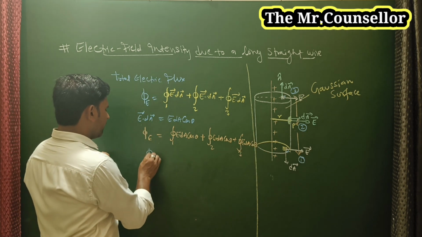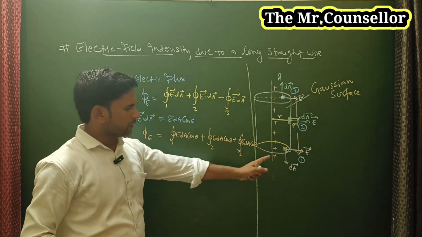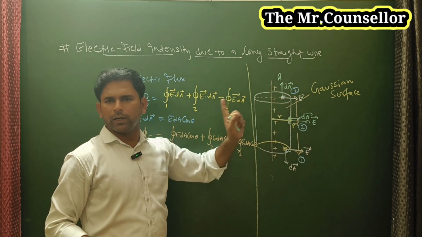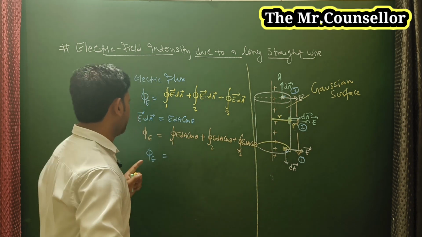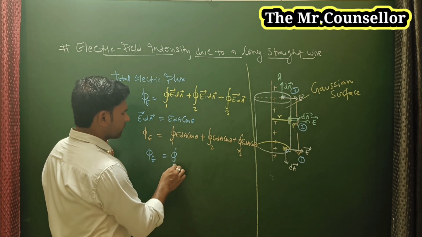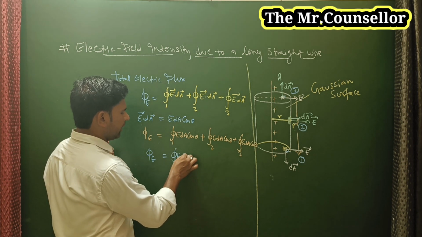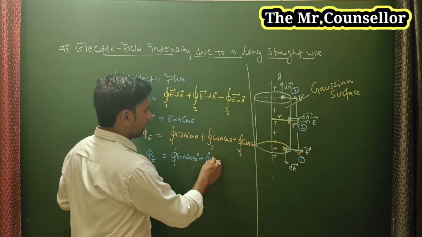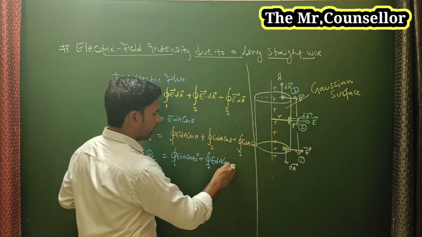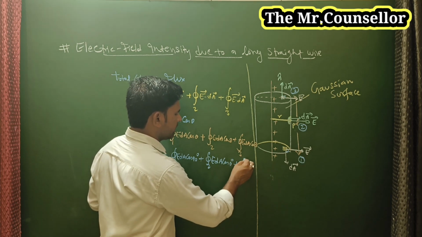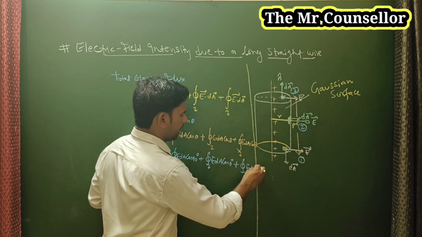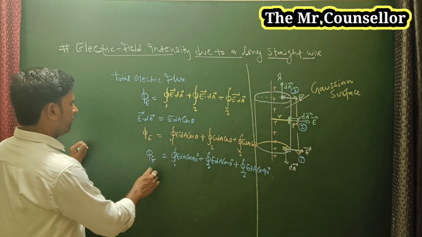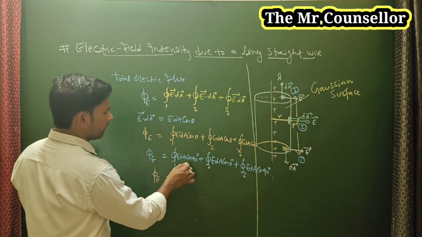So now we can write phi E is equal to, for this one, theta will be 90 degree. Here also theta will be 90 degree. So for the first and third surfaces theta will be 90 degree, and for the second theta will be 0 degree. So over this closed surface, for the first E dA cos 90 degree, plus for the second E dA cos 0 degree, plus for the third E dA cos 90 degree. Cos 90 means 0, you know very well.